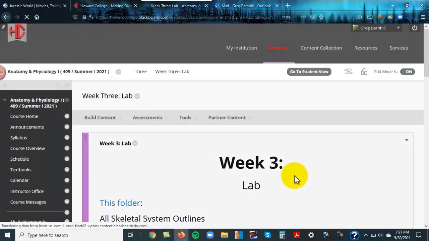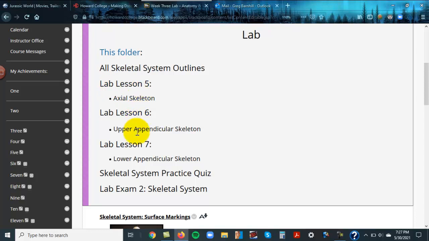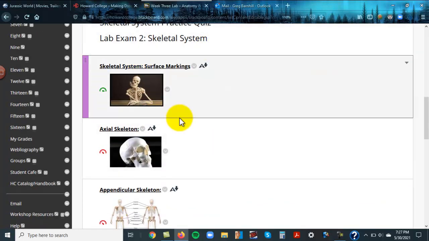So for lab, this is the big lab exam. And like it says here, there are 3 lessons. They're good practice for you. There is a practice quiz. I would do those. It gets you used to the format. And then you have your second lab exam.